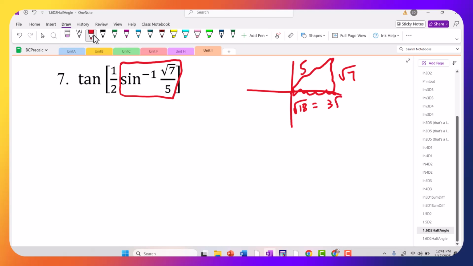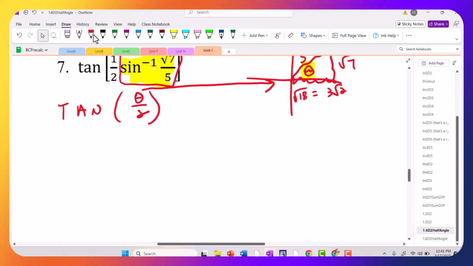Okay? Tan. Remember, this is some sort of theta. So when I inverse sine this stuff, it gives me that angle. I don't get to know what that angle is for a moment. But what I could do is use this triangle to fill in the next information. Right? And then, therefore, I could evaluate.